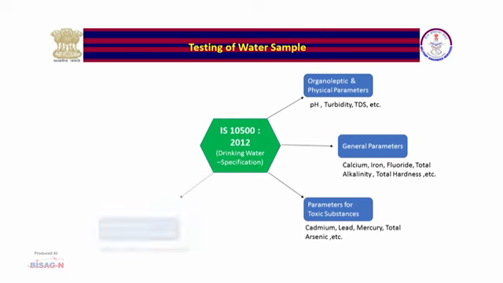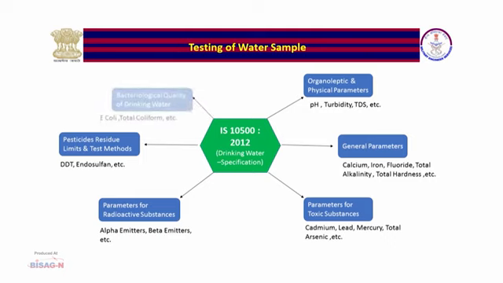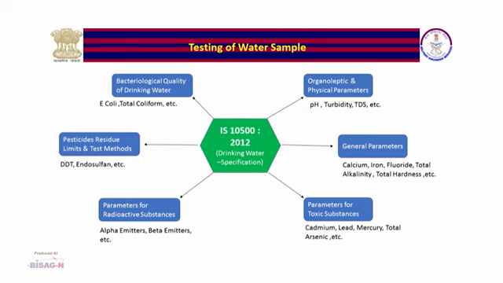Fourth is parameters for radioactive substances such as alpha emitters and beta emitters. Fifth is pesticide residue limits and test methods such as DDT, endosulfan, etc. And sixth category is bacteriological requirements for E. coli and total coliform bacteria. Drinking water shall comply with the acceptable limit of these parameters as specified in details in the IS code, and the testing shall be conducted by a recognized laboratory using internationally established test methods.